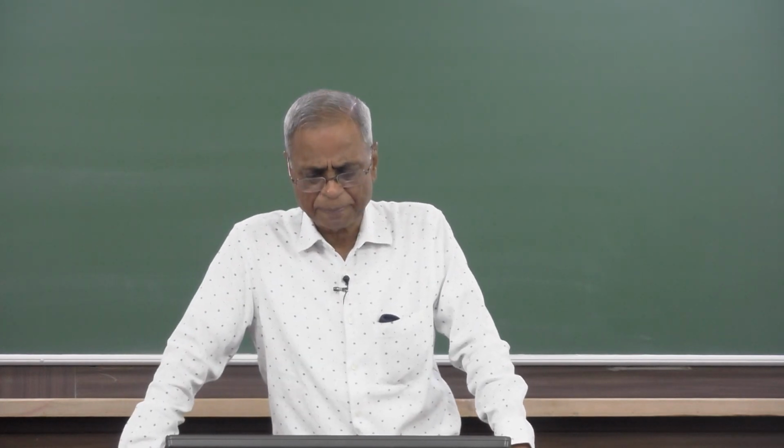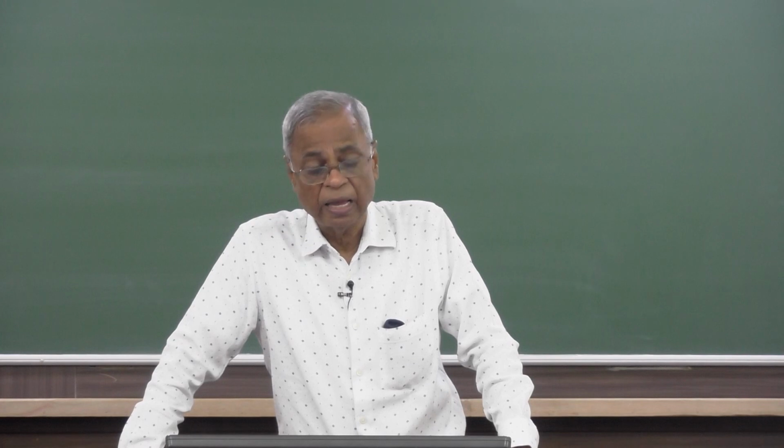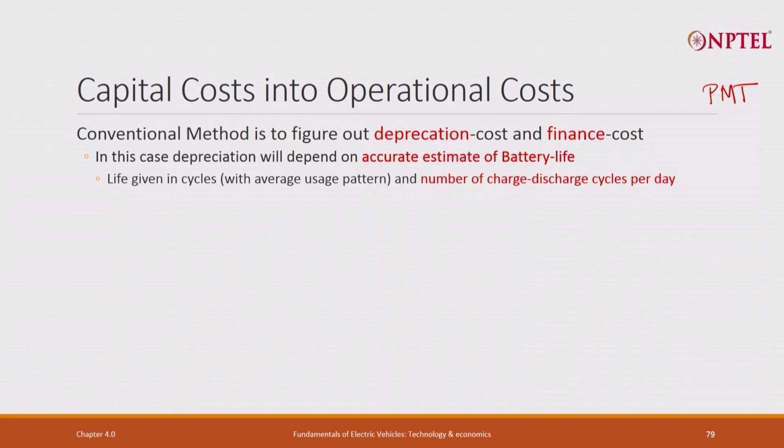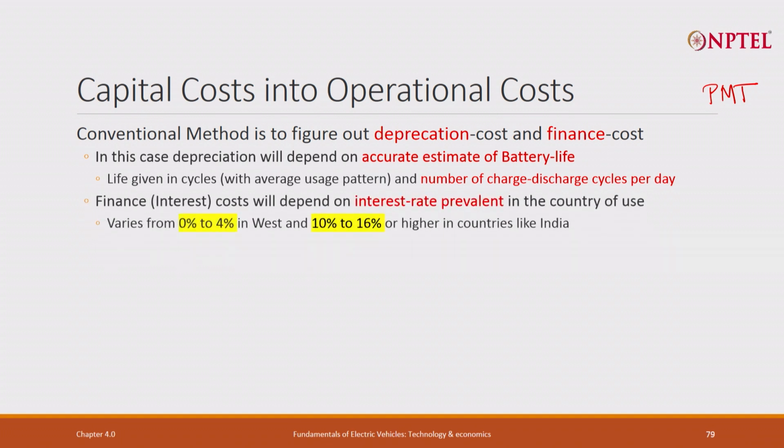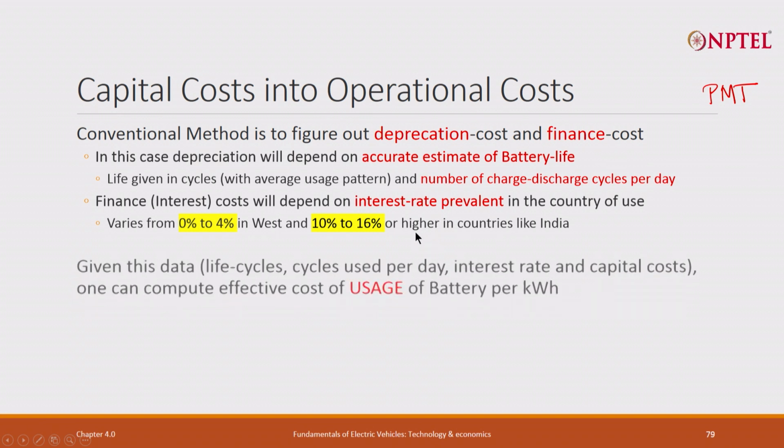In this case, depreciation will depend on an accurate estimate of the life of the battery. Life is given in terms of the number of discharge cycles, and as we have often pointed out, that depends on a number of parameters. So we have to have a good estimate. It depends on the rate of charging, on the temperature, etc. Then we have to take the finance cost into account. I have taken it all the way to 10 to 16%, because very often you even land up paying 16% interest, and this is important.